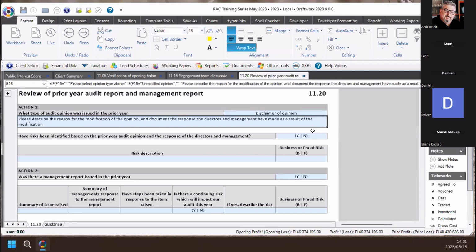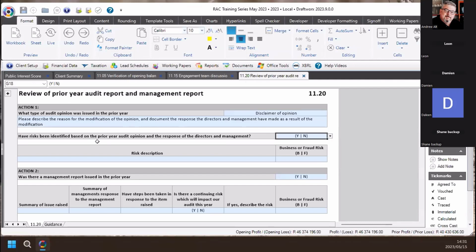And it then asks the question, have risks been identified based on this opinion? So if you have a disclaimer or an adverse, there's generally going to be quite a long paragraph. And probably even you might want to go back to your audit file of the last year to see, are there risks that I need to raise? And if I say yes, then we need to go and document the risk description and tell me again, is it a business or fraud risk? Exactly what we saw in 11.15, raise the risk, allocate that risk to business and fraud.